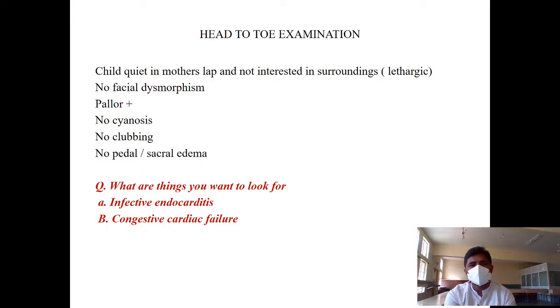Then you look for no cyanosis, no clubbing, and no pedal or sacral edema. Cyanosis per se indicates mostly a right to left shunt. Here, from history, we have concluded that this child is having a left to right shunt. So obviously, there won't be any cyanosis in this child. But later on in life, a child who is having a left to right shunt can develop cyanosis. So what could be the possible underlying mechanism?